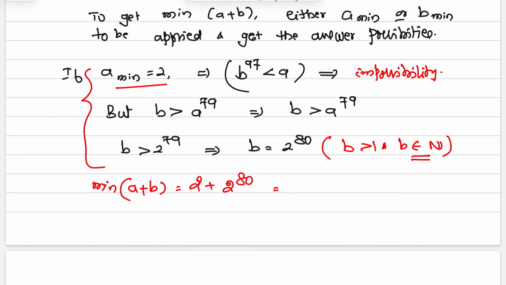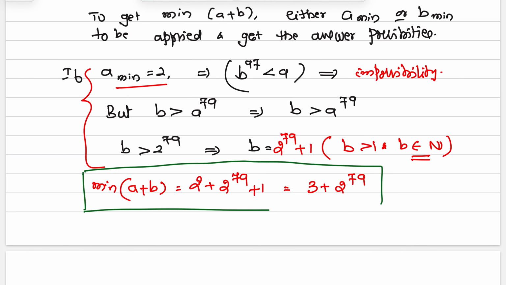Sorry, here I made a small mistake. It cannot be 2 to the power of 80. b can be 2 to the power of 79 plus 1, because 1 can be added. That is equal to 3 plus 2 to the power of 79, if a minimum 2 is taken.